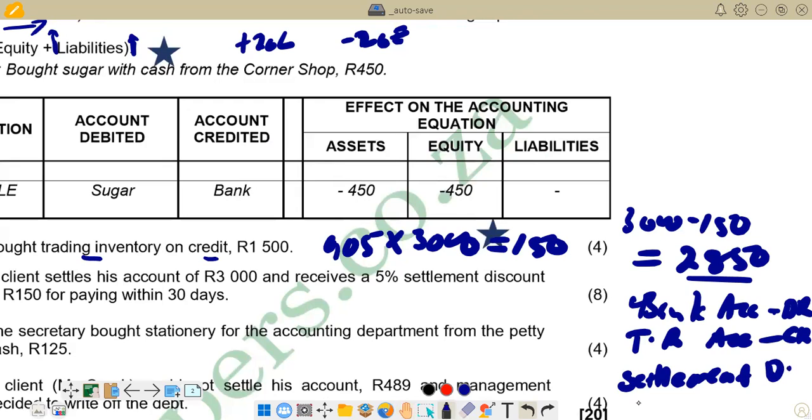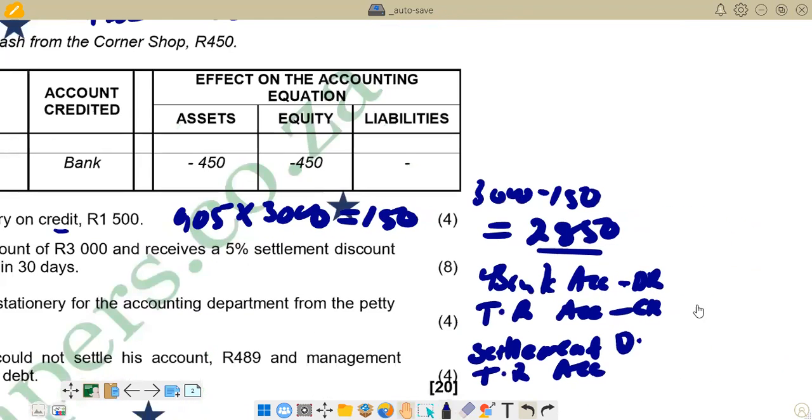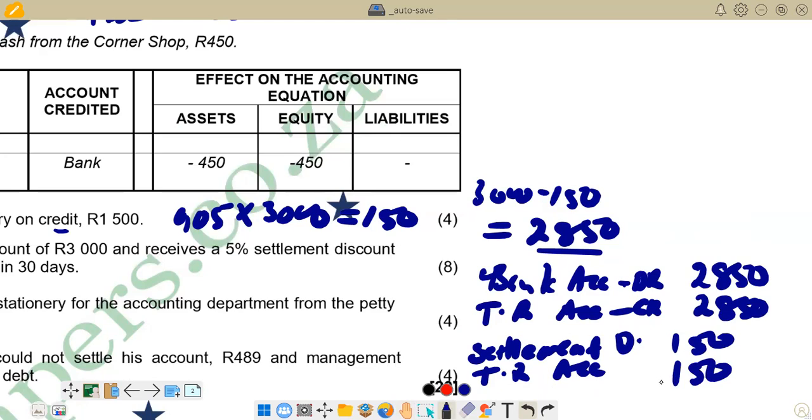Settlement discount, and then the other account, we are going to credit the trade receivable account. Here we take note of the figures that are going to affect this one. When we debit the bank and credit trade receivable, we are debiting the amount that has been received, which is 2,850 and 2,850. Then the treatment of a discount now, we are debiting settlement discount, which is discount allowed, with 150, and then we credit trade receivables with also 150. So this is the double entry that we have.